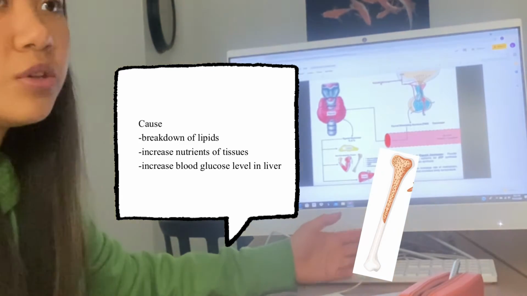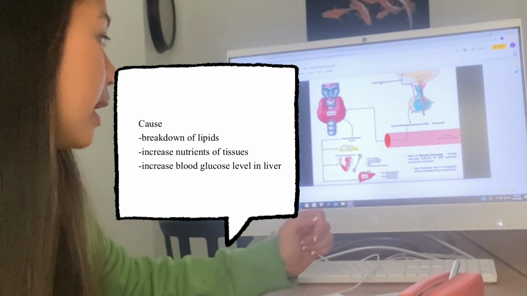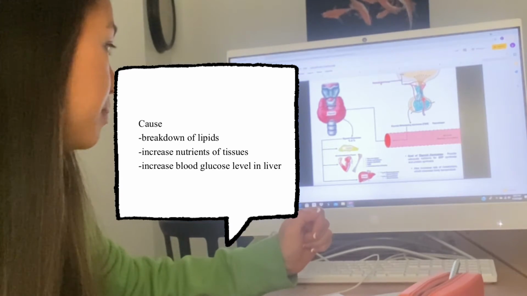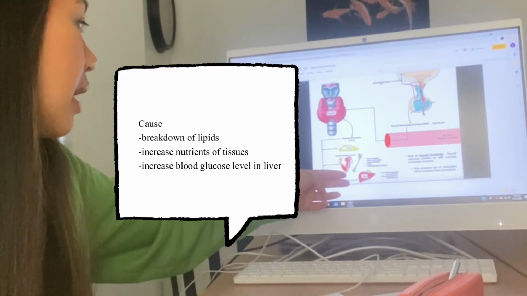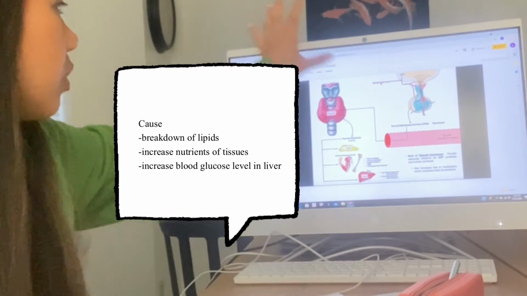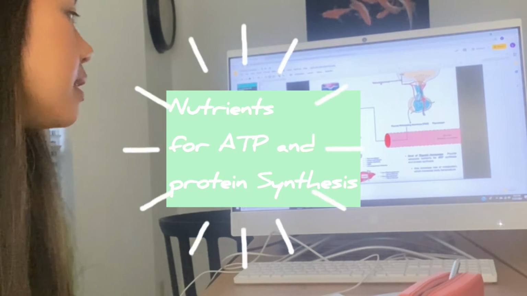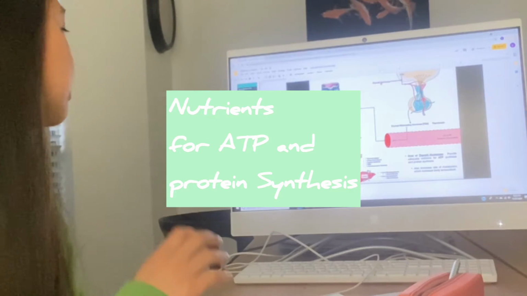This increases glucose uptake, amino acid uptake, protein synthesis, and other growth such as puberty. It also allows the increase of blood glucose levels in the liver. And the overall goal of thyroid hormones is to provide adequate nutrients for ATP synthesis and protein synthesis.